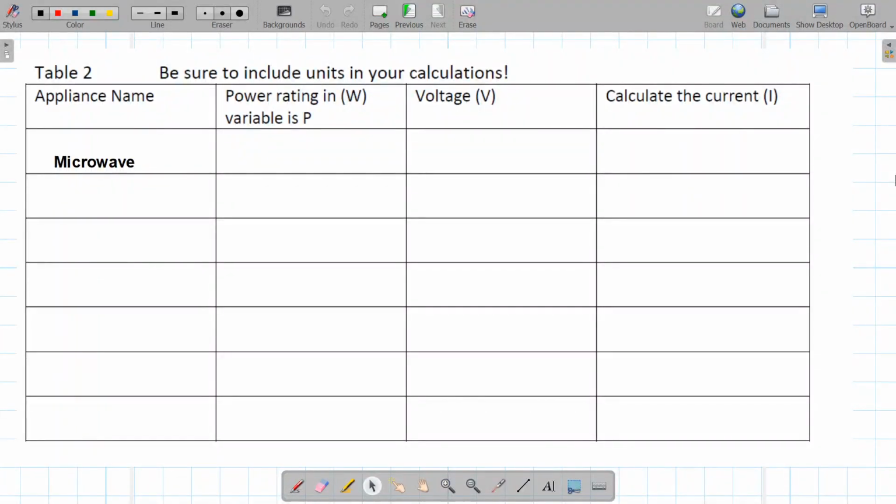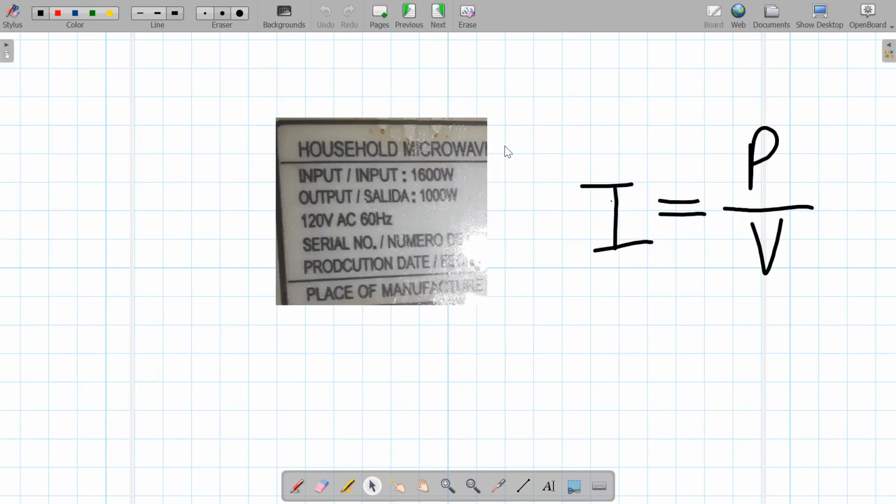The last thing that I want to do in this video here is to show you guys how to fill out table 2. And it's really easy. All you need is this simple equation here, which says that current is equal to power divided by voltage. So anytime you see a big I in the electricity unit, that big I stands for current. In other words, it's the electrical current flowing through the device.